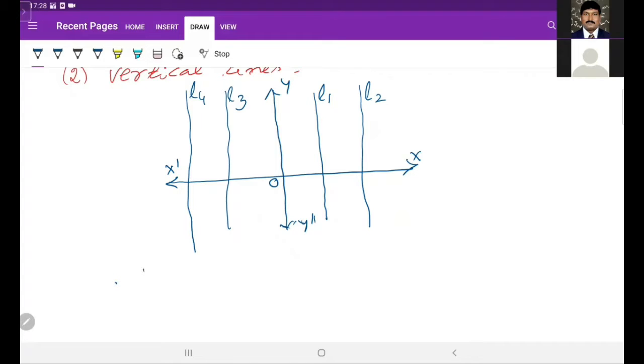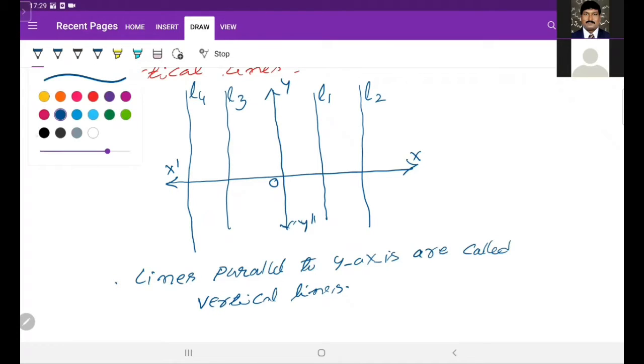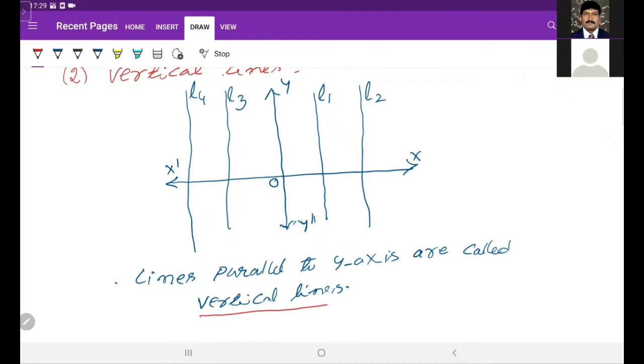Definition tell now. Lines parallel to y-axis are called vertical lines. Okay? Vertical lines. Right.